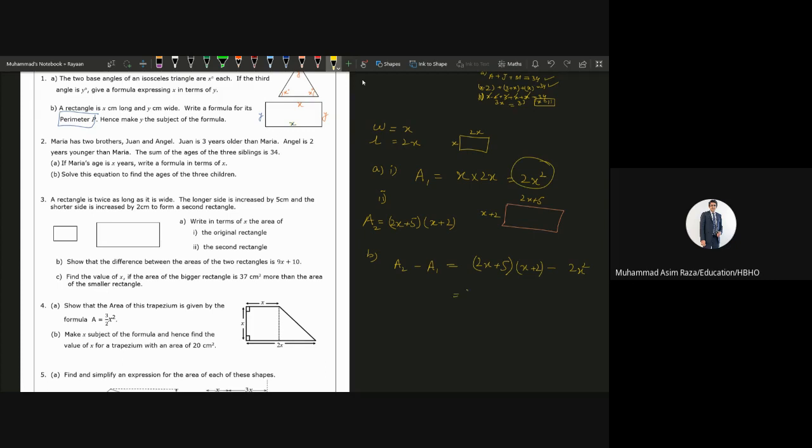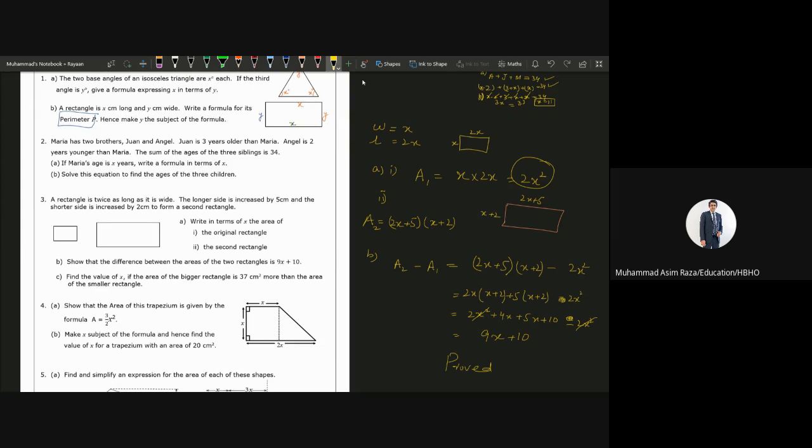Now multiply both of these like this: 2x into x plus 2 plus 5 into x plus 2, and 2x squared will be written as it is. We will have 2x squared plus 4x, then 5x plus 10, minus 2x squared. So 2x squared will cancel out. We will have now 9x plus 10. So it is proved. The examiner said prove that it is 9x plus 10, and we have proven it.